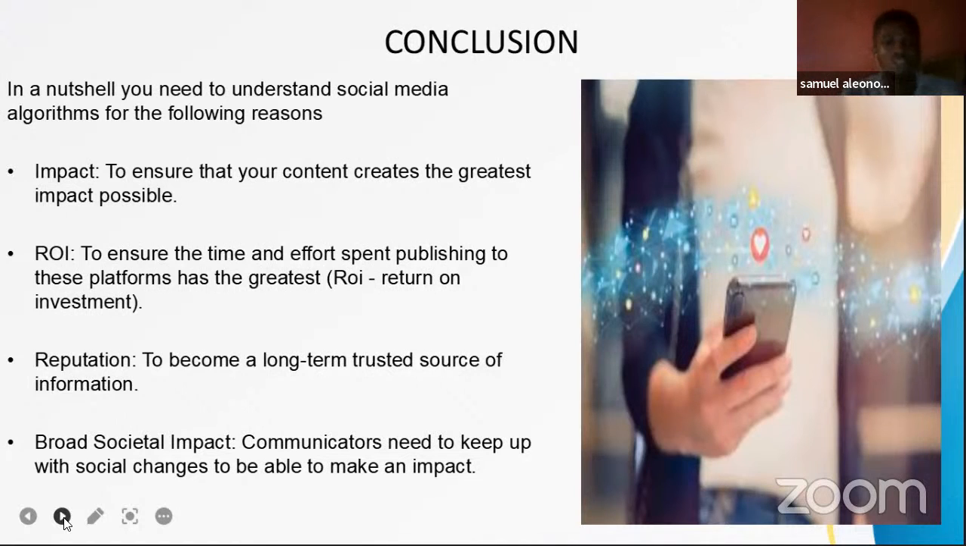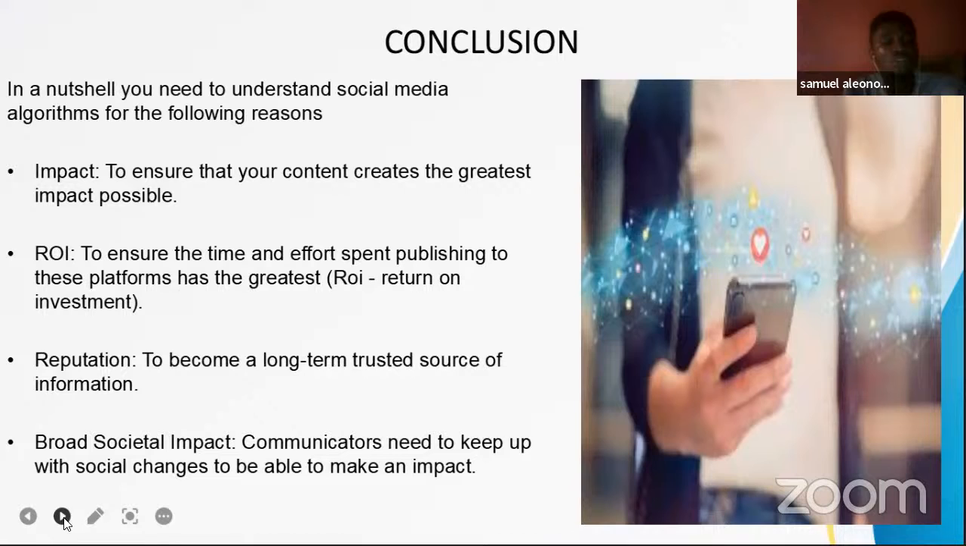Number one, for impact, to ensure that your content creates the greatest impact possible. You are trying to impact society, you are trying to create content, and it's not reaching the people you want to reach. If you want your social media page to reach the people you are targeting and have the impact you want, then you must understand how the algorithm works to reach the right people.